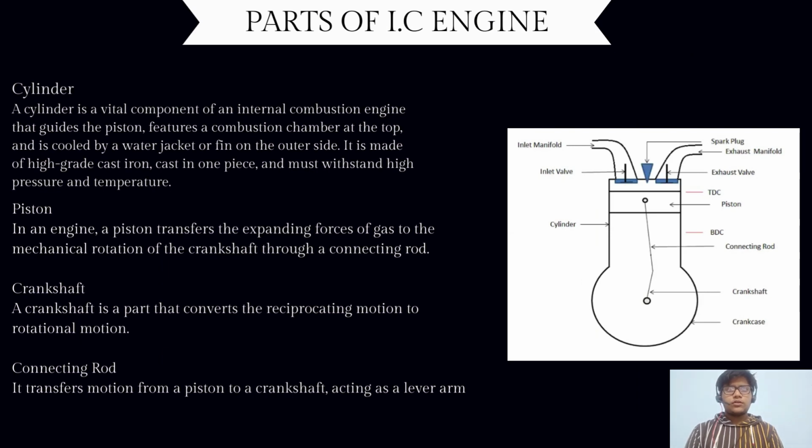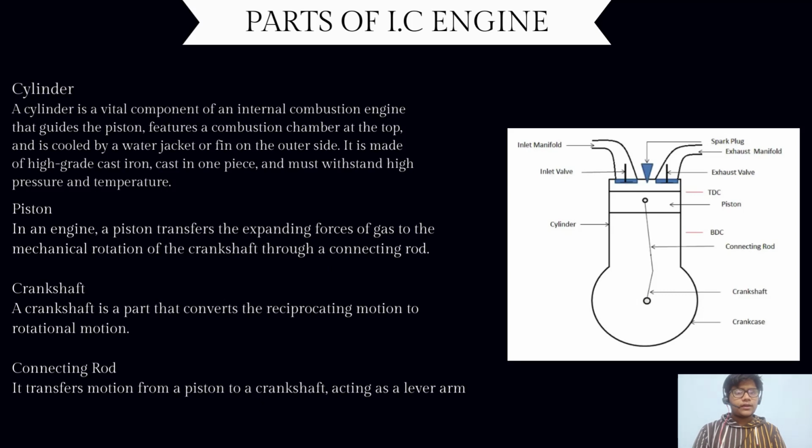The first component of an IC engine is the cylinder. Cylinder is the main body of an IC engine. Cylinder is a part in which the intake of fuel, compression of fuel, and burning of the fuel takes place. The main function of the cylinder is to guide the piston. It's in direct contact with the products of combustion, so it must be cooled. For cooling of cylinders, a water jacket is used or fins are situated at the outer side of the cylinder.